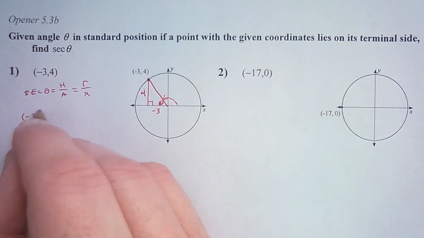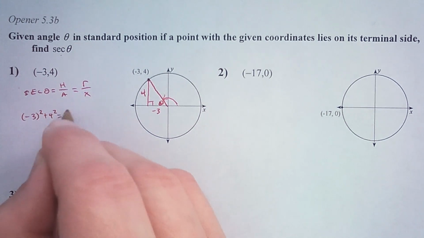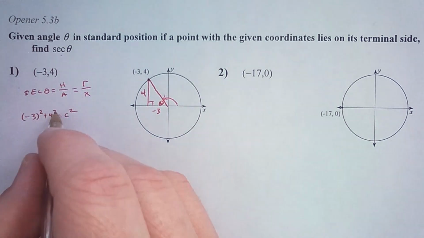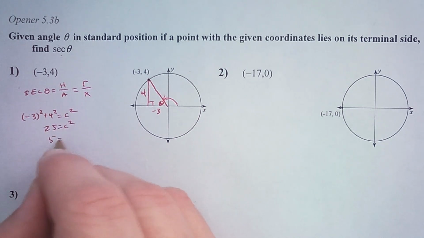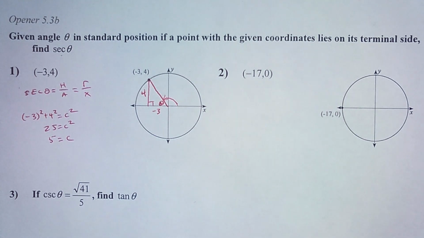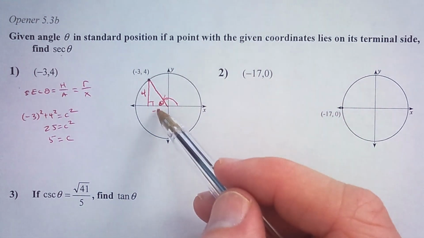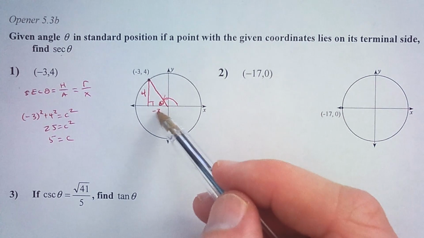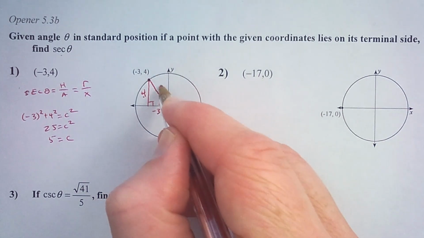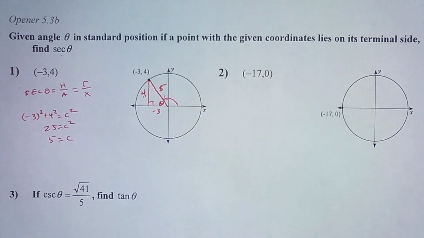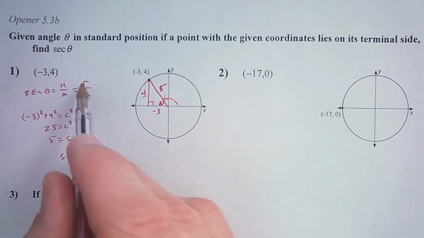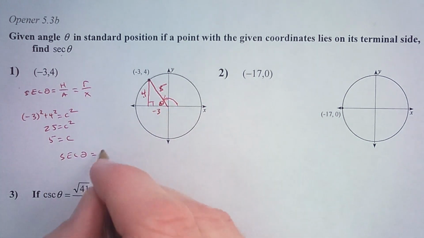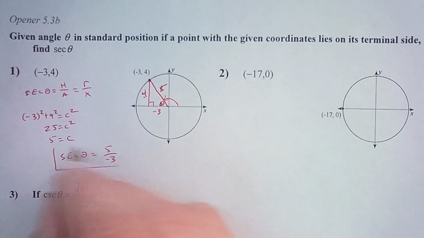So we can do negative 3 squared plus 4 squared equals c squared. That's 9 plus 16, that's 25, equals c squared. So c is 5. Okay, now I hope you could recognize that. It's a very common Pythagorean triple, even with negatives, 3, 4, 5. And this hypotenuse, the radius, will always be a positive number. Okay, so secant theta is the radius over the x value. That's 5 over negative 3.